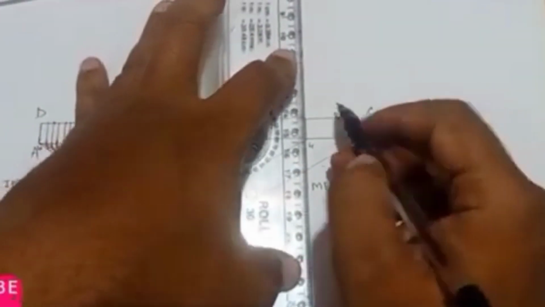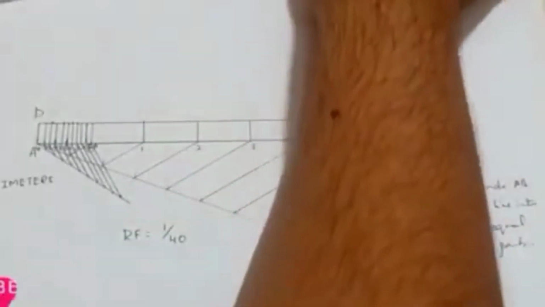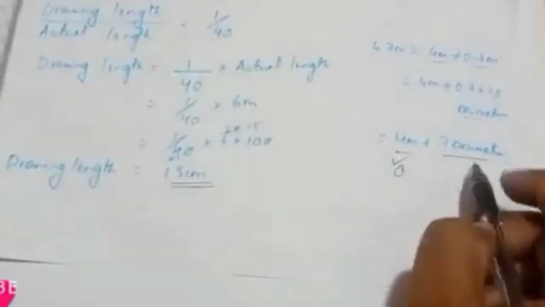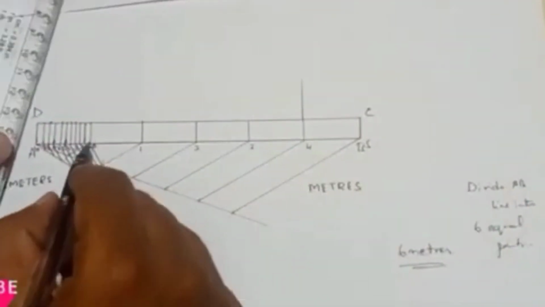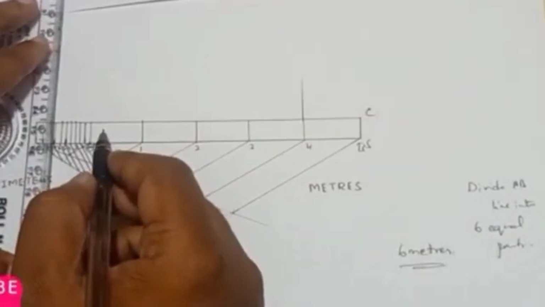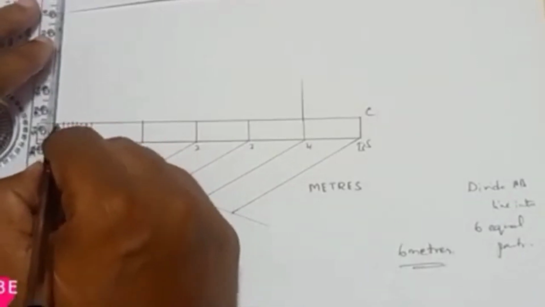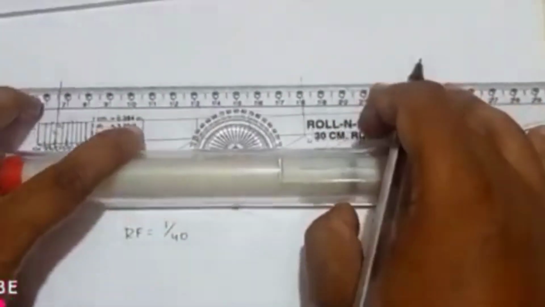Exactly at the 4 I'll be drawing one vertical line. And here at this 7, 7 decimeter will be shown. So I can count the lines, and exactly at the 7 line I'll be drawing another vertical line. So this is nothing but your 4.7 meter.